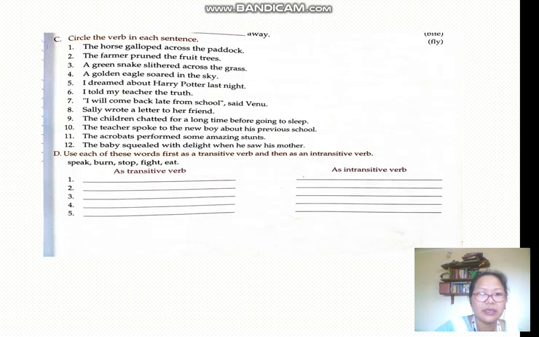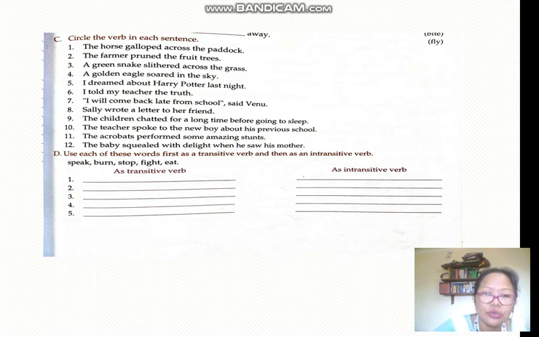Then next one is to circle the verb in each sentence. This is very simple. You have to circle the verb in each sentence. The horse galloped across the paddock. Galloped is the verb here. You just have to identify the action verb. The farmer pruned the fruit trees. Prune means to trim or clean it. So please identify and circle all the action words.